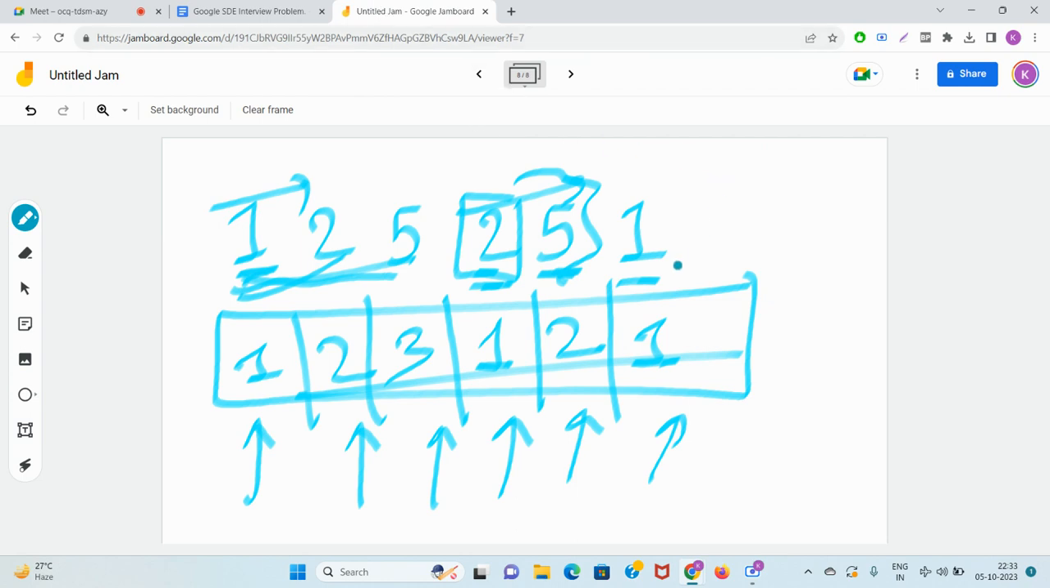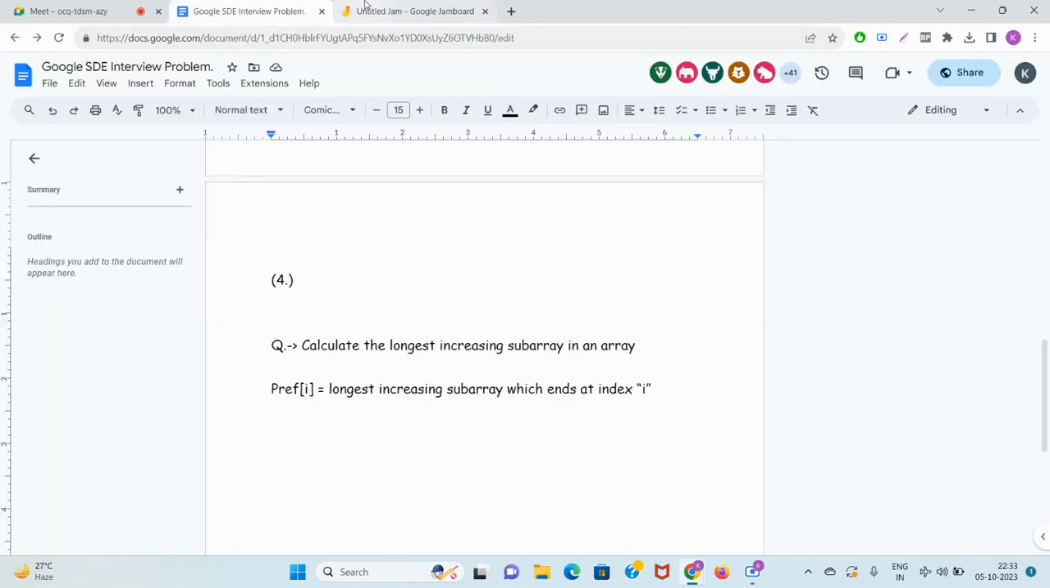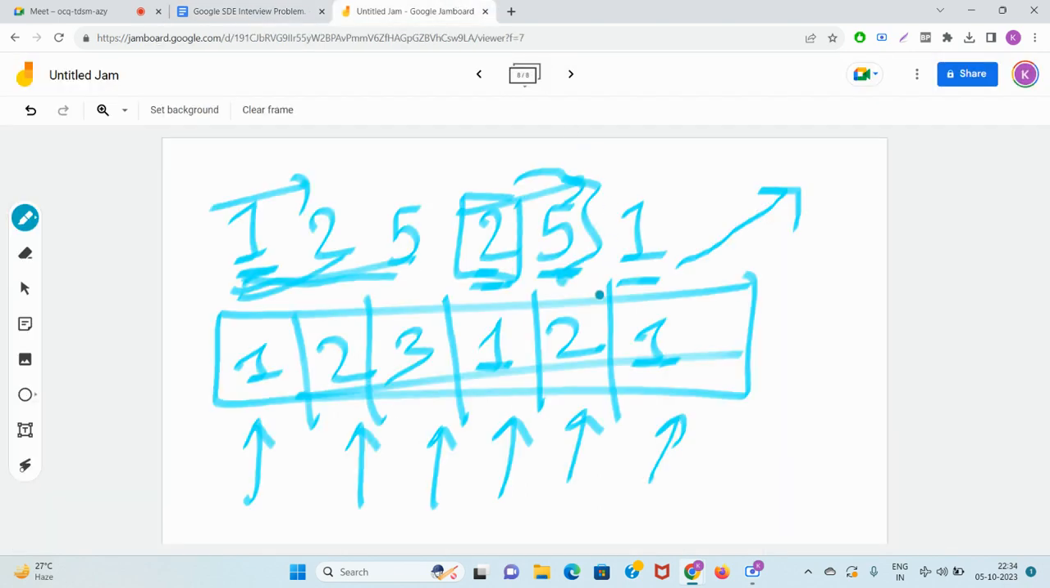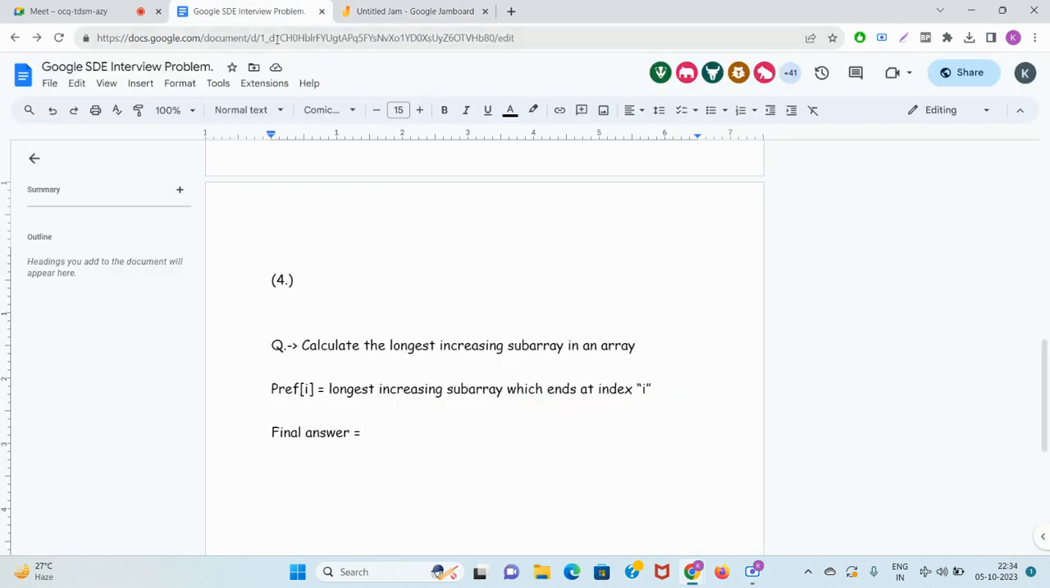So now you are able to easily find out the longest increasing subarray. What will be the final answer for the longest increasing subarray? It will be the maximum of all these values. If you want to find the longest increasing subarray in the whole array, what will be the answer? Of all the values you got, 1 2 3 1 2 1, 3 is the correct answer. Why? Because 3 is the size of the longest subarray which is increasing. This is such a simple algorithm. Anyone can do this. So the final answer will be the max of pref of 1, pref of 2, till pref of n.